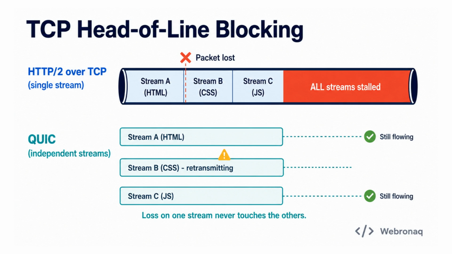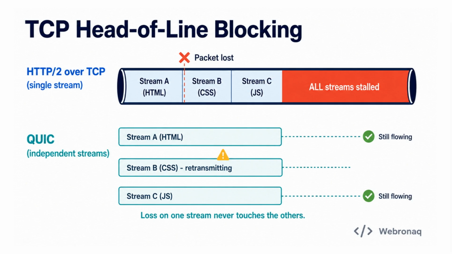TCP treats that connection as one ordered stream of bytes. If a single packet is lost anywhere, TCP stops and waits for the retransmission before delivering anything that came after it, even data from completely unrelated requests. So a lost packet carrying one image can freeze your JavaScript download too. This is called head-of-line blocking, and the cruel irony is that HTTP/2's own multiplexing feature makes it worse than HTTP/1.1 on lossy networks, because you have put all your eggs in one TCP basket. QUIC was built specifically to fix this. Let me show you exactly how.